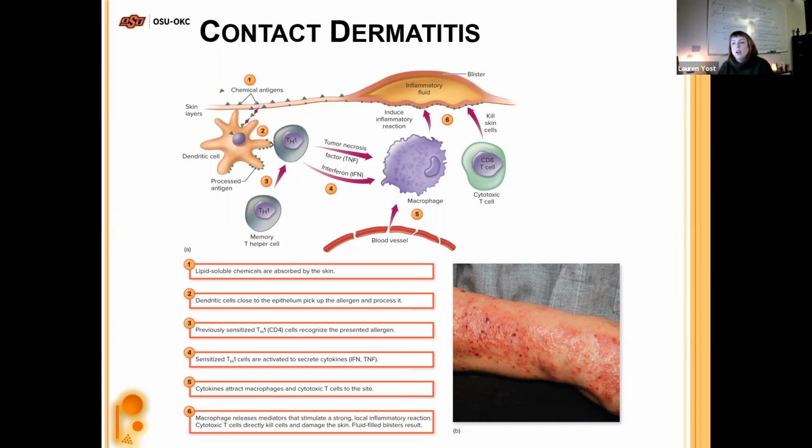T cells that have been previously sensitized to the poison ivy recognize that processed and presented allergen that the dendritic cell is showing it. Then the T helper cell will activate and secrete certain cytokines. The cytokines will attract macrophages as well as activate cytotoxic T cells to the site. And they'll come in and elicit a response that's exactly similar to what they would do if they were reacting to a pathogen. They just don't know that they're doing it for a stupid reason.